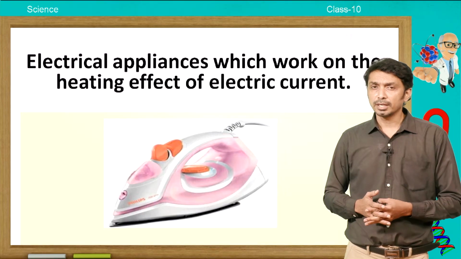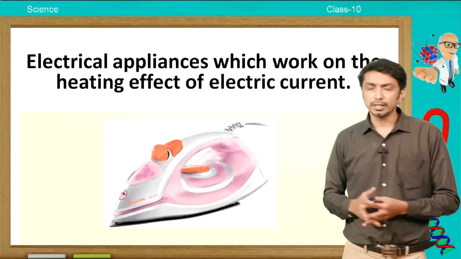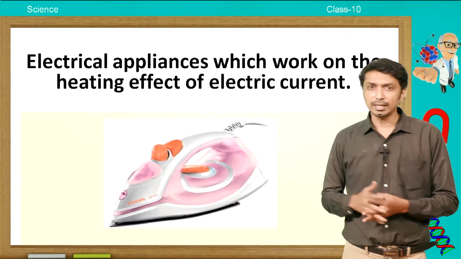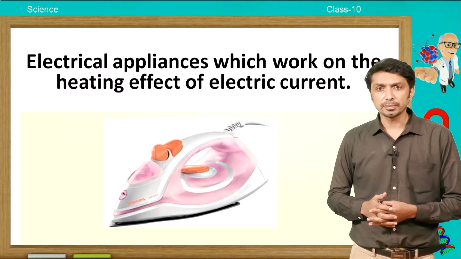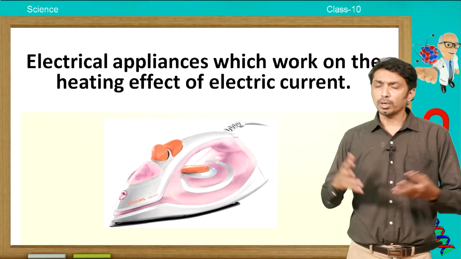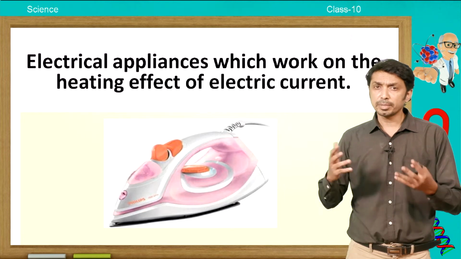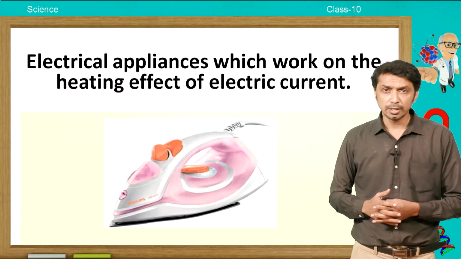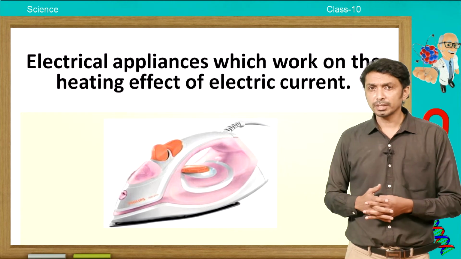Yes children, I think you have recalled this electrical appliances. What is this? This is an electrical iron box. So what is happening there? What is the principle that this electrical iron box is working on? Can you name that effect?